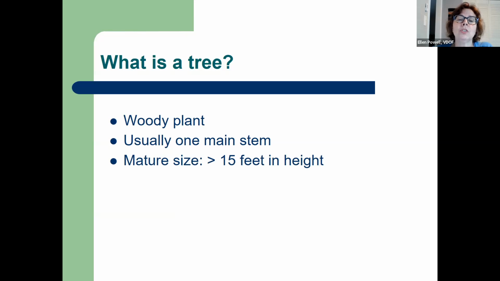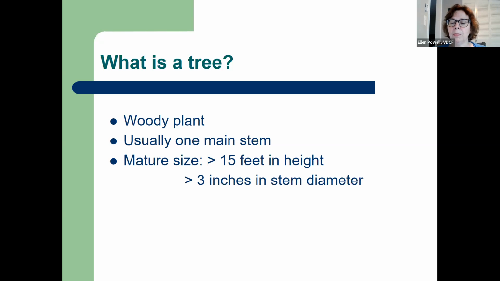The mature size of a tree is usually more than 15 feet tall and usually more than 3 inches in stem diameter. There are some mature shrubs that will fit this criteria, but really what you need to know is the tree versus shrub debate is not really that important in terms of dendrology or botany. It's really more of something that we have constructed as humans to determine how big and how wide and where we should plant this particular species. So woody plants are kind of all classified in the study of dendrology. So you might see some trees and some shrubs and some things that fall in between.